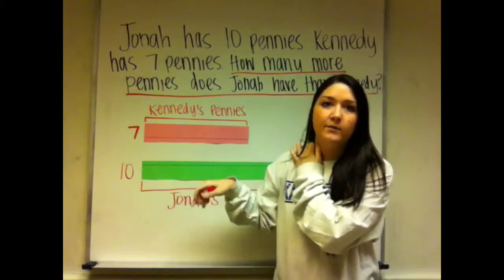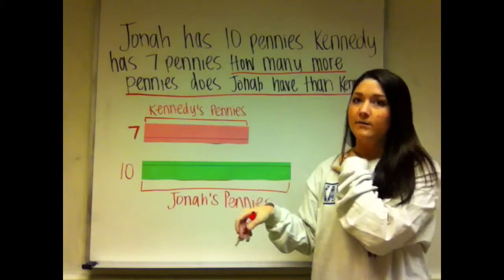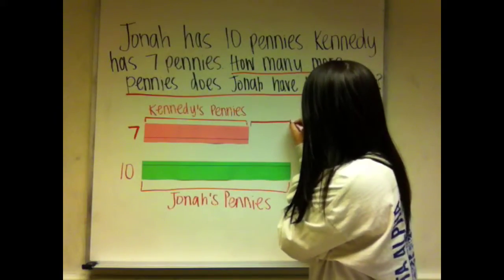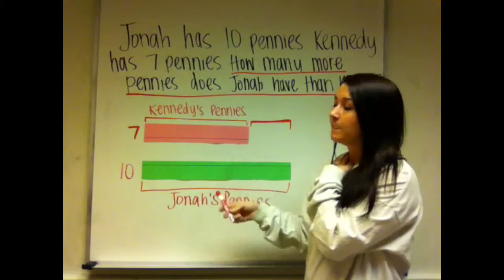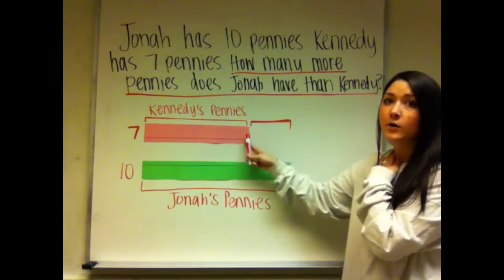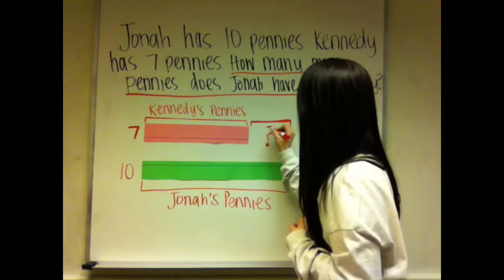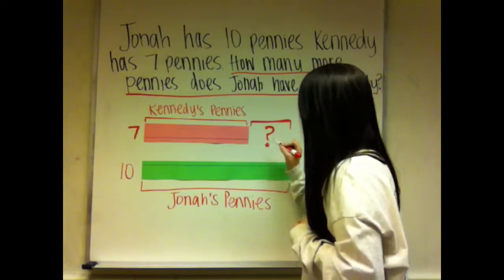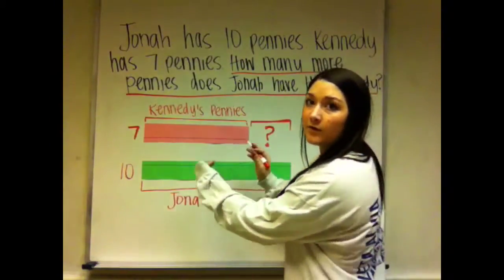Well, right now we just have 2 number strips, and they're just showing us how many Kennedy and Jonah have. What we need to find is this empty space right here, because we need to know how much more Jonah has than Kennedy. And since Jonah's pennies go all the way out here, Kennedy's pennies only go right here. So we need to figure out what this space is. So I'm going to put a question mark there because that's what we need to find out. So by using these number strips, it helps us see the value with a model.